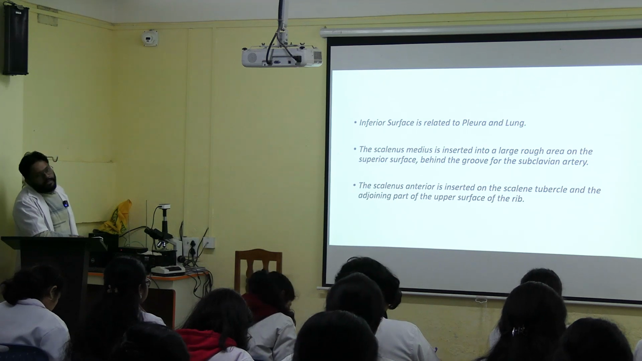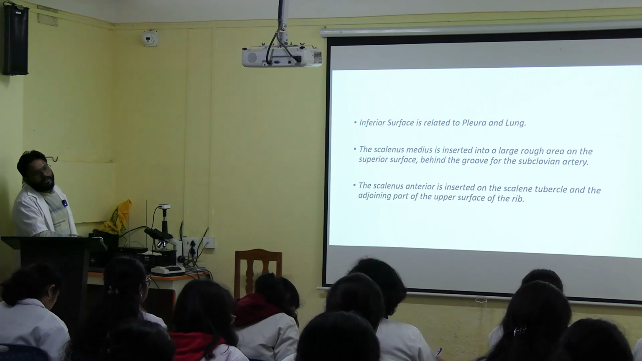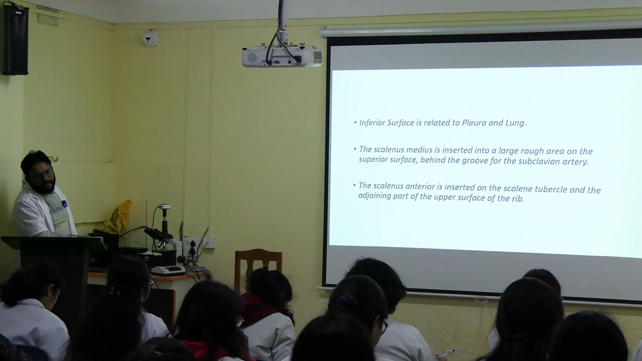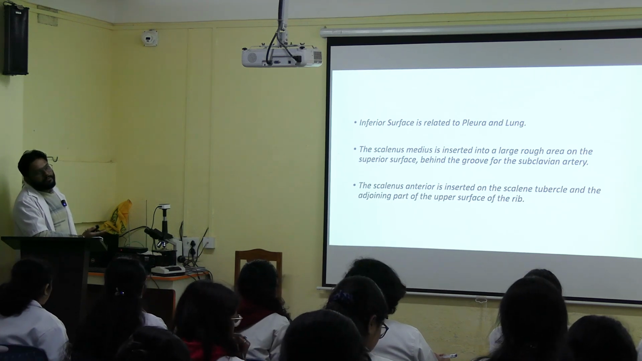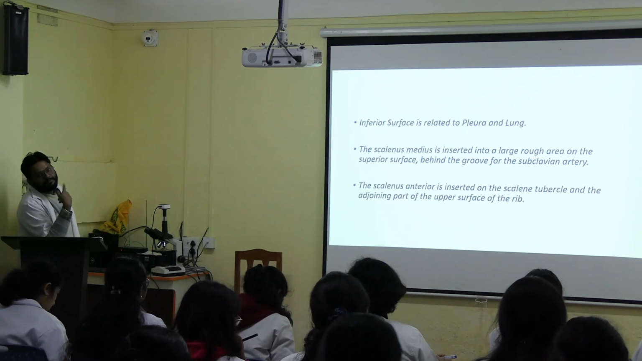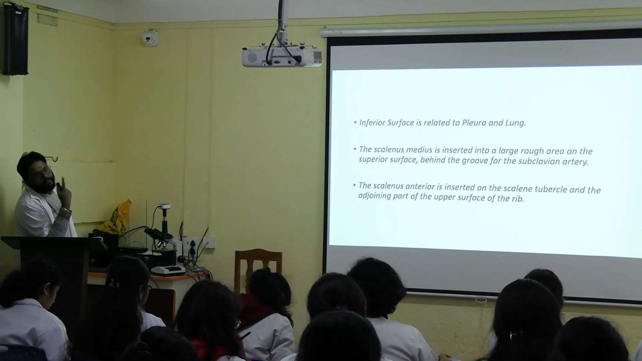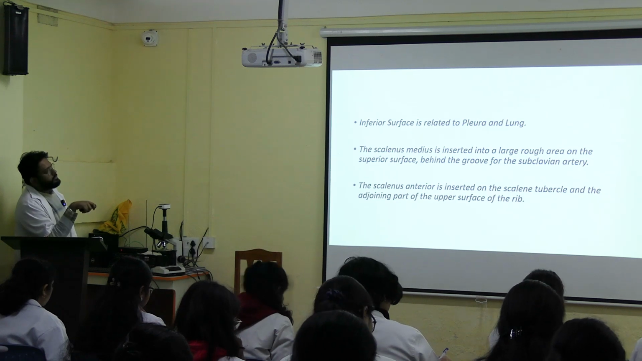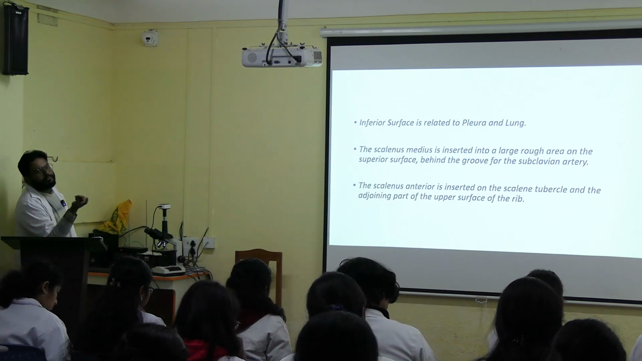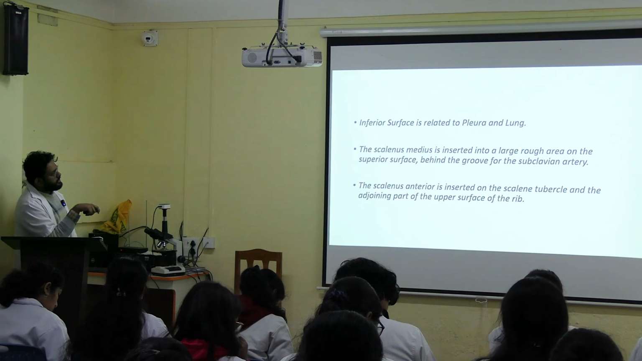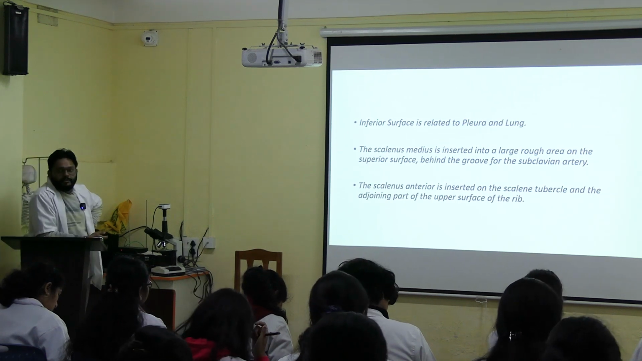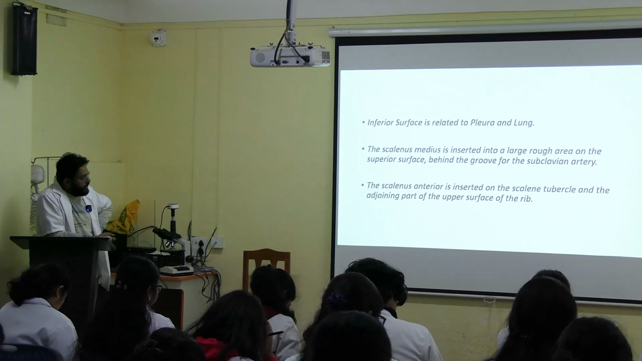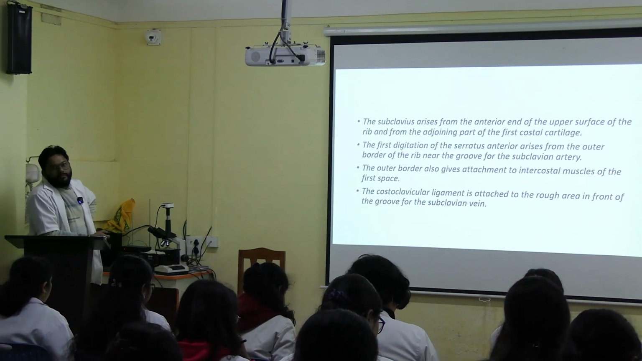Then what about scalenus anterior? This is attached to the scalene tubercle. Where is the scalene tubercle? On the inner border, in between the grooves. In between the grooves there is the scalene tubercle. Which muscle? Scalenus anterior. Now write about the subclavius.